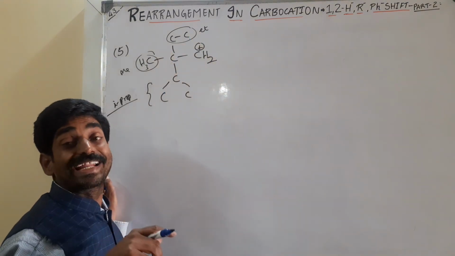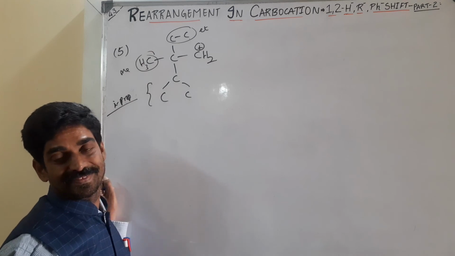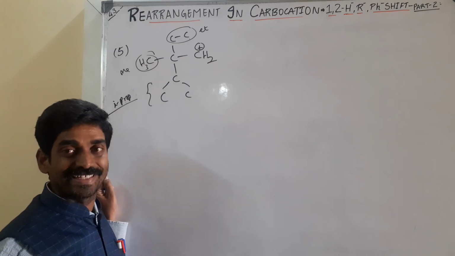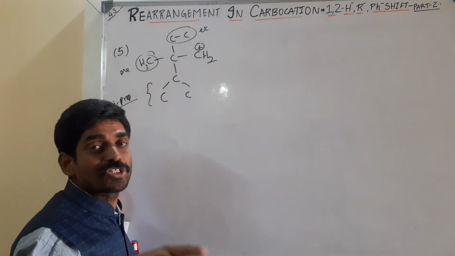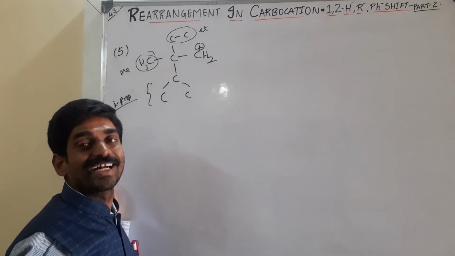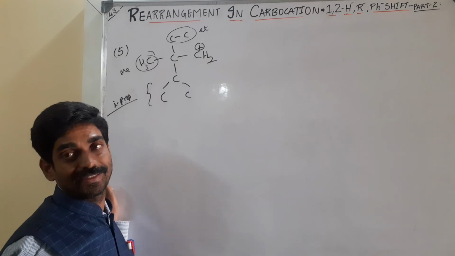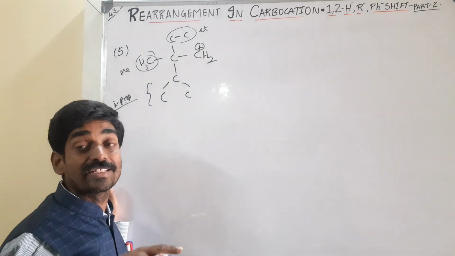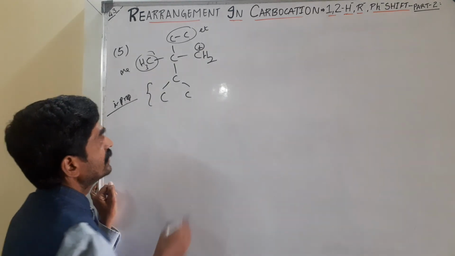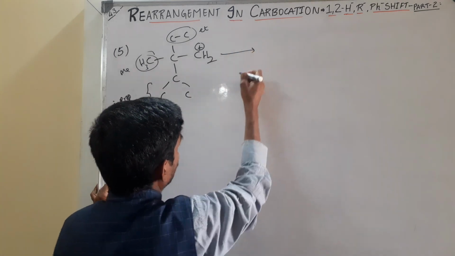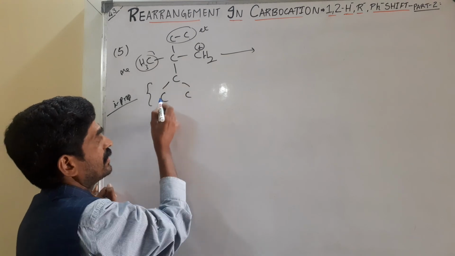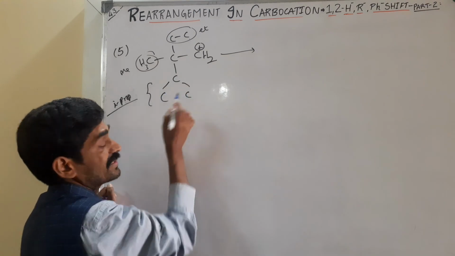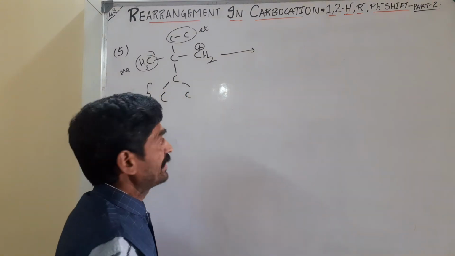Which group migration will take place? That is the deciding factor. The group which gives the more stable transition state, that one will migrate, because that gives more electron density. How? See, for example, in this case, the isopropyl group, CH, CH3, CH3, with CH3 taken twice, is called an isopropyl group.